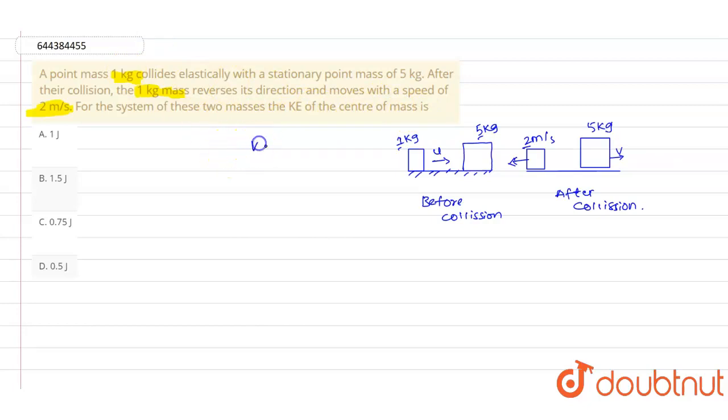So we have v value equals 2 meters per second. So I'm considering the u value as 3 meters per second, which is not mentioned in the question. So that is why I'm taking it now.